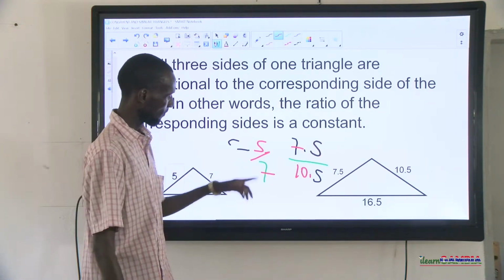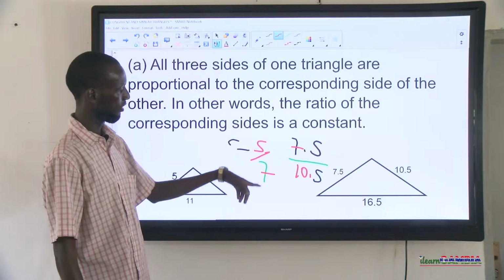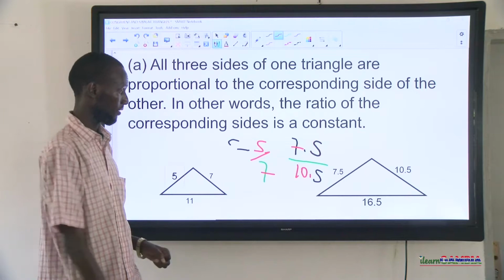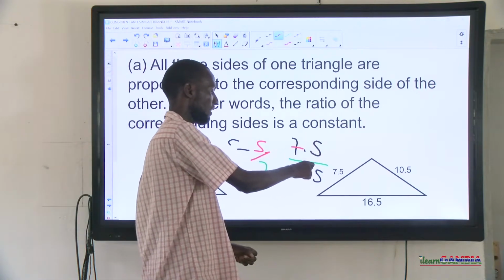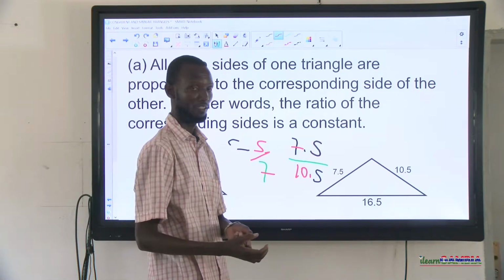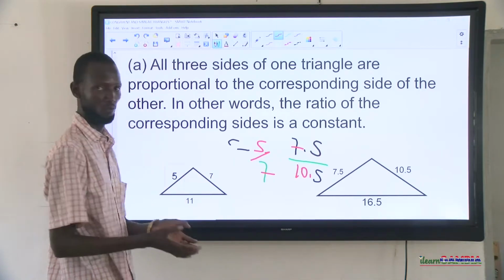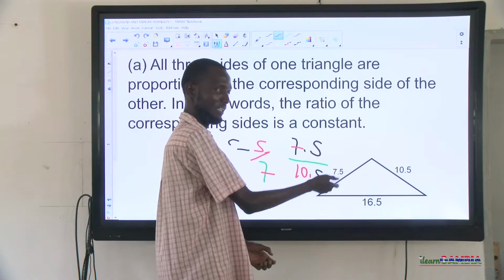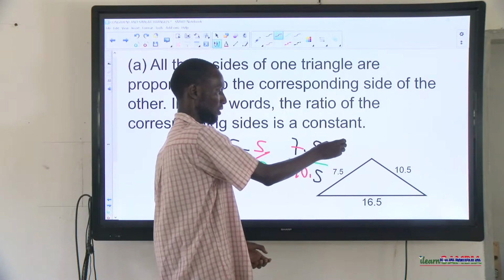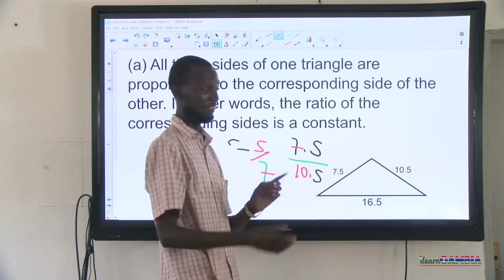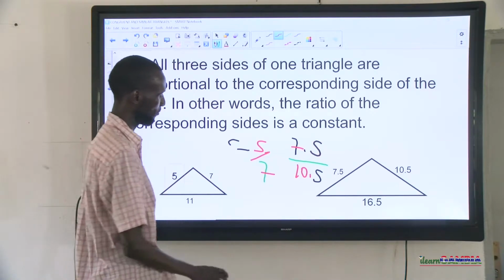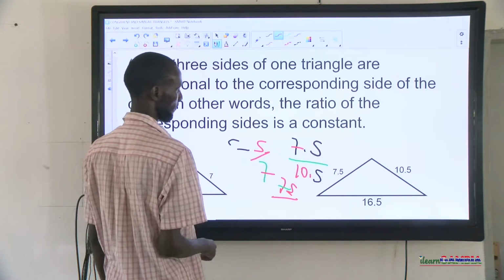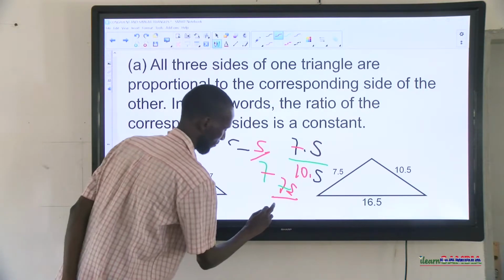Now observe, 5 over 7 is already in its lowest term. You can't simplify that. But 7.5 over 10.5 can be further simplified. To get rid of the decimal, I multiply both the numerator and the denominator by 10. This 7.5 becomes 75, over 10.5 becoming 105.